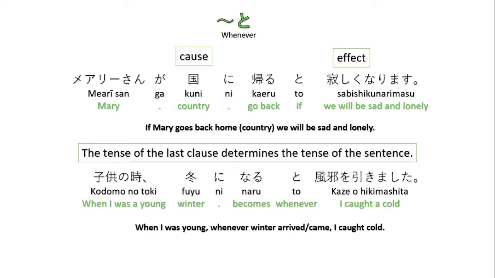As you can see here, kaze o hikimashita is in the past tense, and although naru is in the present tense, because the equation is that before to, it must be present casual tense, the determiner of the tense of the sentence is the last verb. So here we have hikimashita. Since hikimashita is in the past tense, all the verbs in the sentence are also in the past tense. Alright?